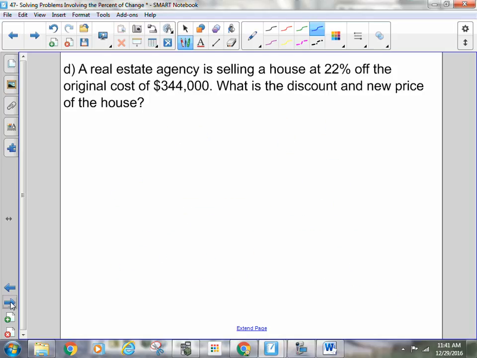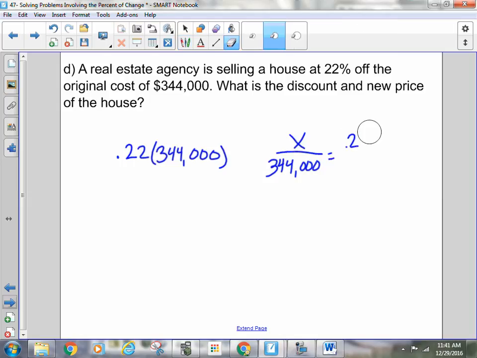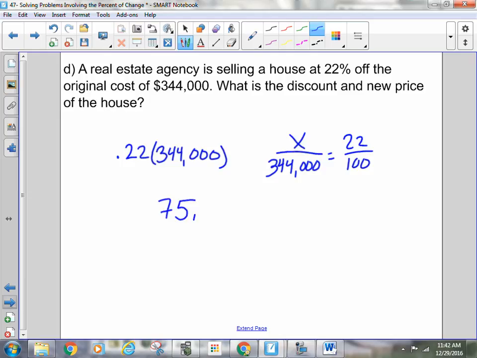Okay, a real estate agency is selling a house at 22% off the original cost. Okay, what's the discount and the new price? So you're going to do this one the same way. You can either take 0.22 times 344,000, or you can have x over 344,000 equals 22 over 100. Either one of these is going to find you that you have a decrease of $75,680. Okay, so this is the discount.